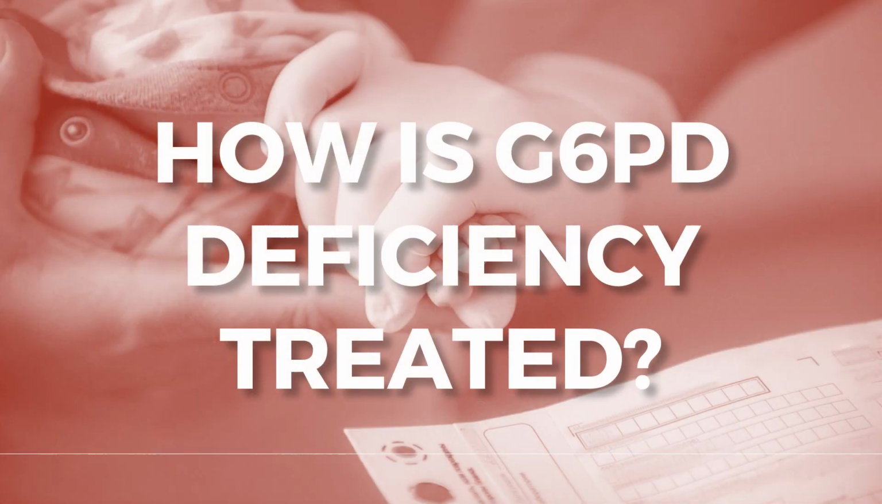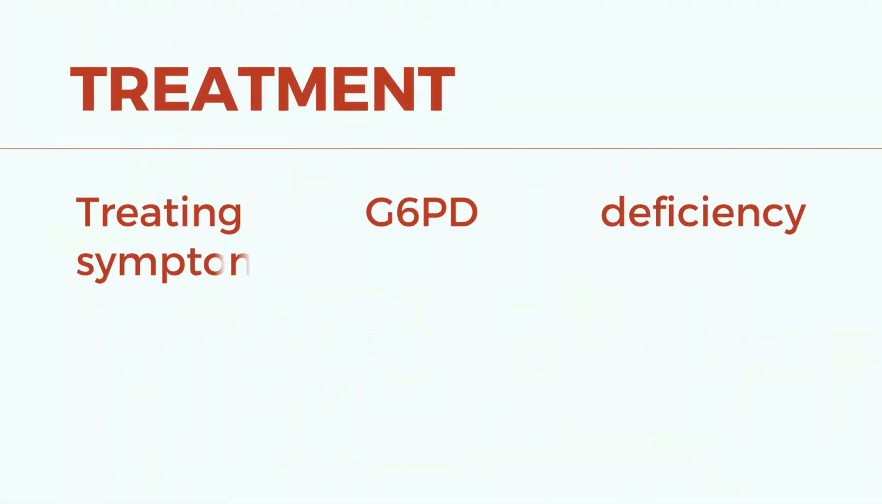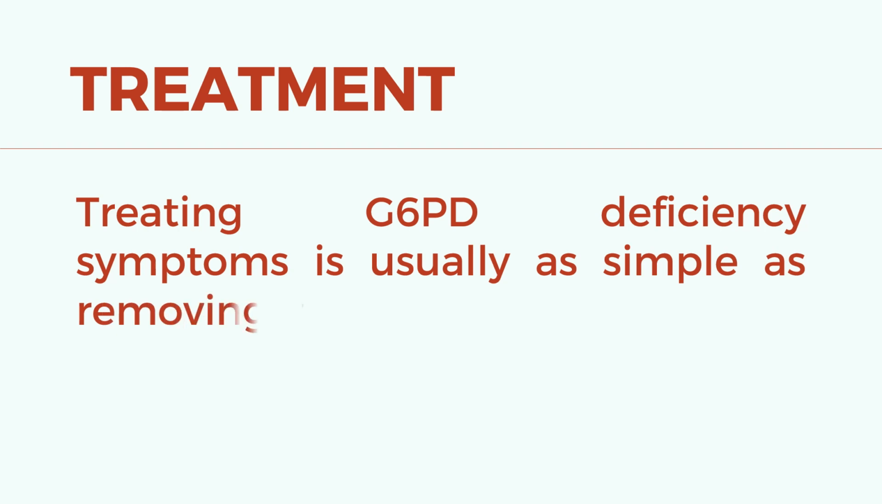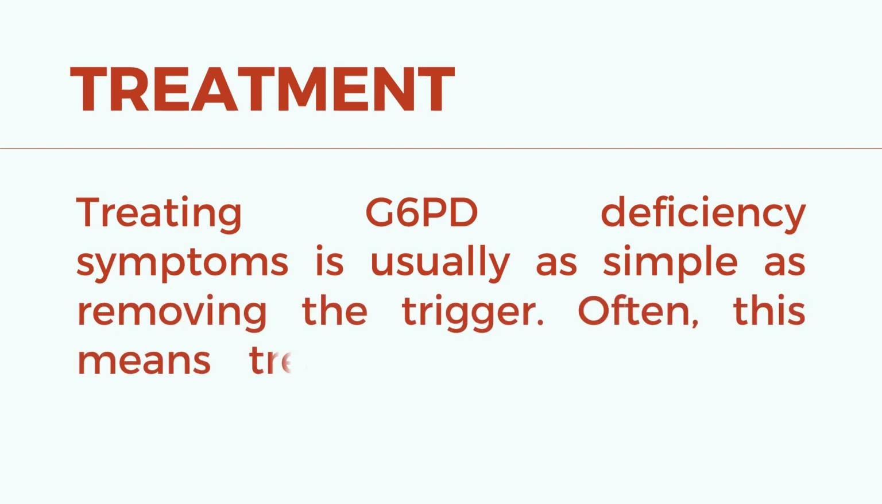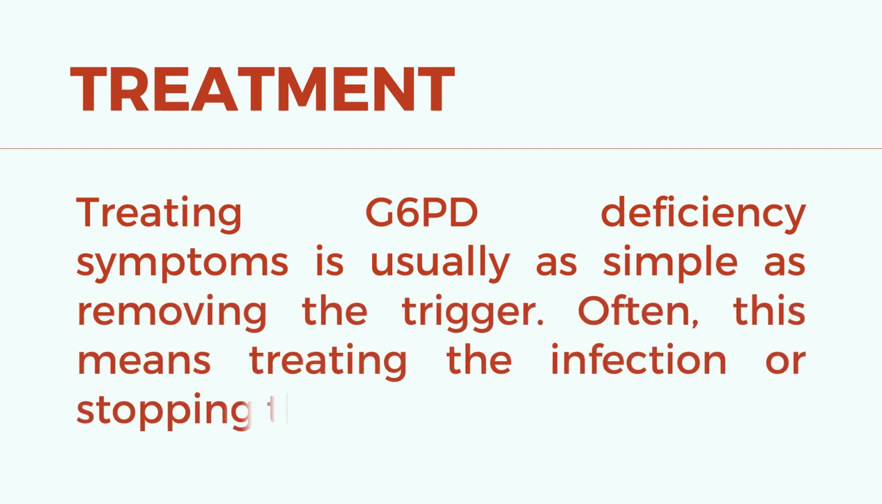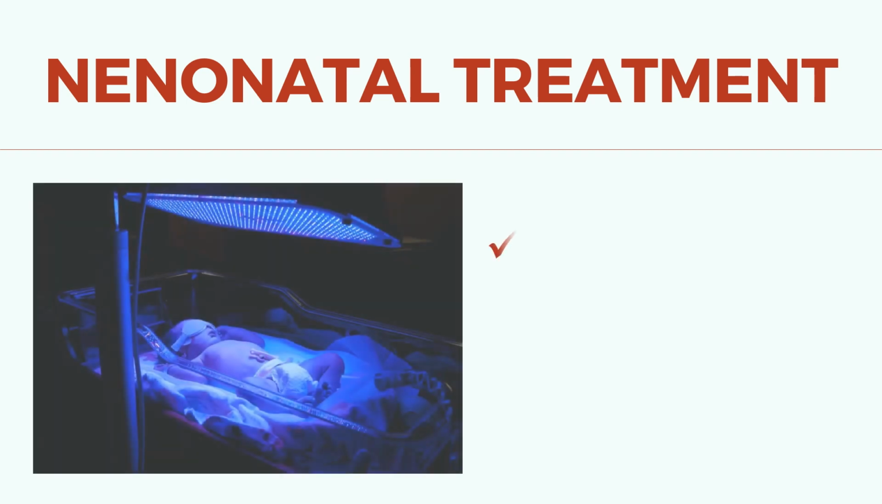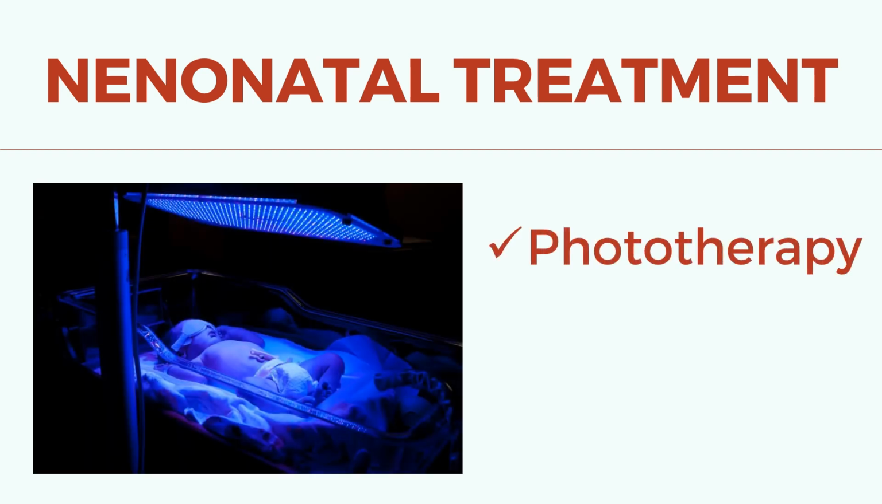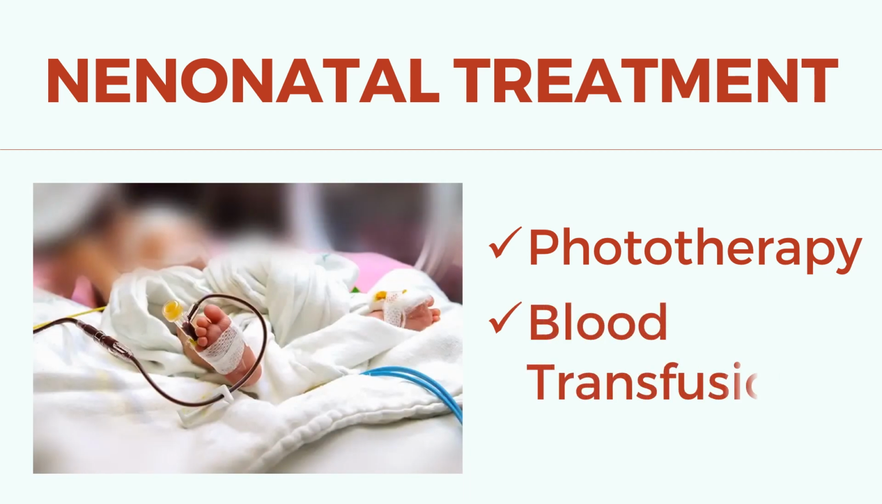So, how is G6PD deficiency treated? Treating G6PD deficiency symptoms is usually as simple as removing the trigger. Often, this means treating the infection or stopping the use of a drug. For neonatal treatment, phototherapy helps in managing jaundice and preventing kernicterus. In severe cases, a blood transfusion may be necessary.